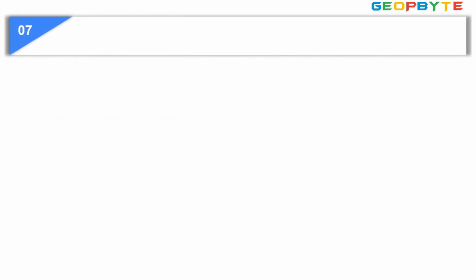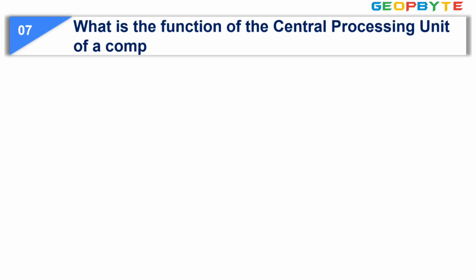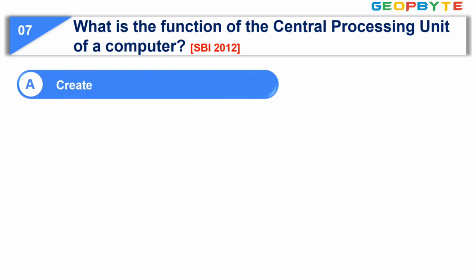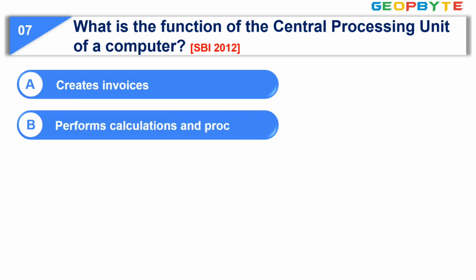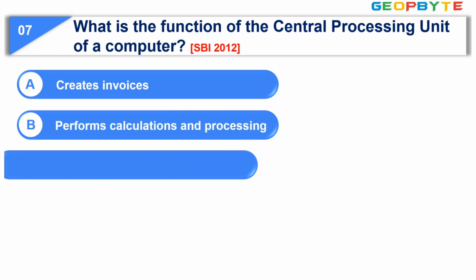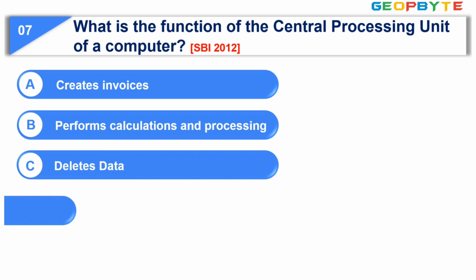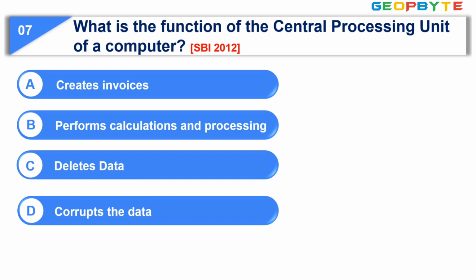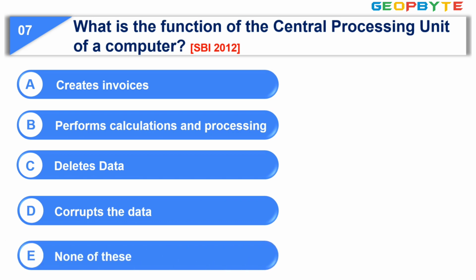Next, moving to question number 7. What is the function of the central processing unit of a computer? Option A, creates invoices. Option B, performs calculations and processing. Option C, deletes data. Option D, corrupts the data. Option E, none of these. And the correct answer is performs calculations and processing.